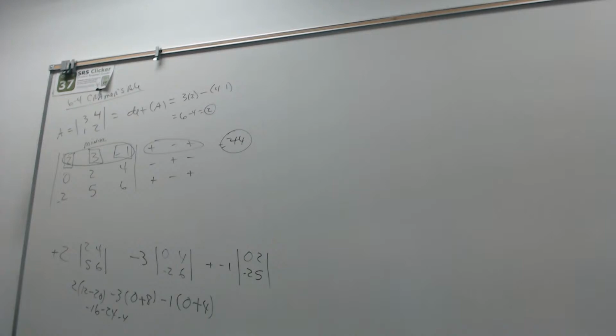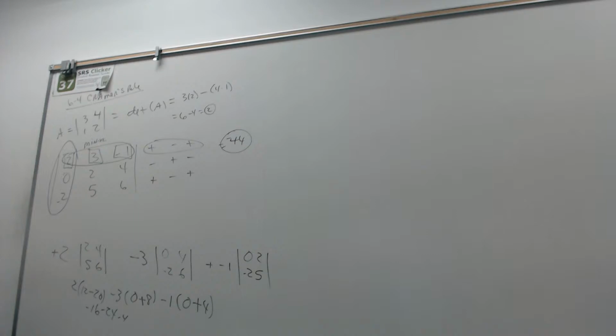Okay, now, I want to show you that it doesn't matter which row or column you do this by, and you're gonna find out that if I were doing this, I would have picked the first column. Okay, so we're going to do the same determinant, and hopefully we get the exact same answer, but this time we're gonna use the first column rather than the first row. 2, 4, 5, 6. Okay?